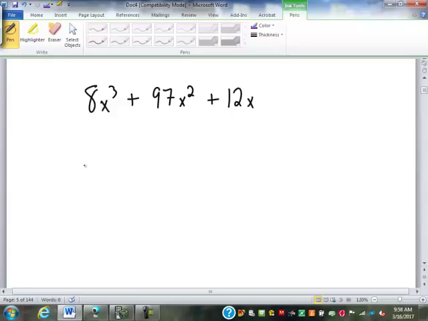I'll give you a hint. It's not with the numbers. It's just the x. 97 is actually not divisible by anything, but we do have an x in every term. So if I divide that by x, 8x to the third divided by x is just 8x squared. 97x squared divided by x is just 97x. 12x divided by x is just 12.